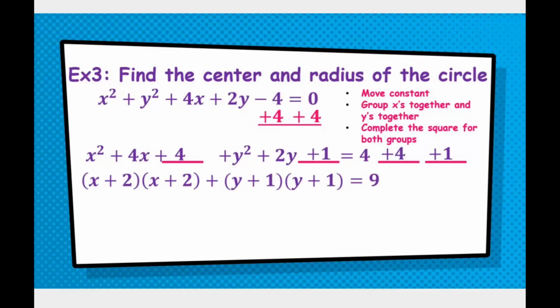x squared plus 4x plus 4 is x plus 2 squared, and then y squared plus 2y plus 1 is y plus 1 squared. And if I add 4 plus 1 on the right side of the equal sign, that gives me 9. Writing this all out, I get something like this, and now I can see where my center is. It's at negative 2, negative 1, and my radius squared is 9, so therefore my radius is 3.